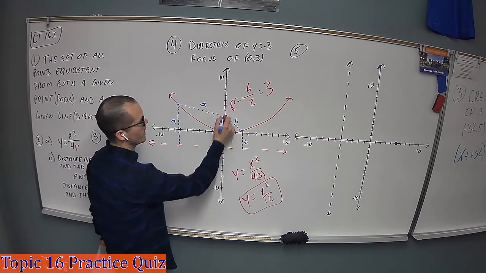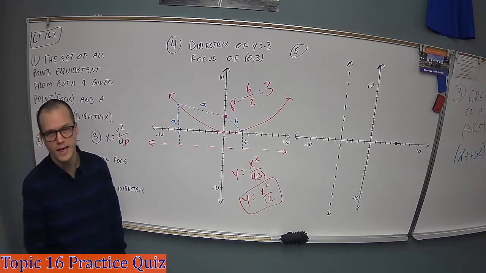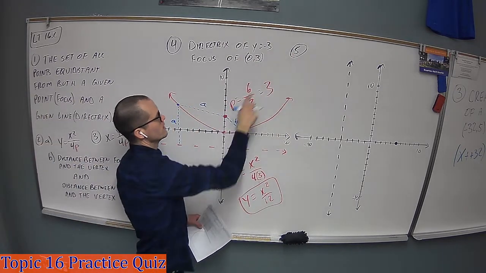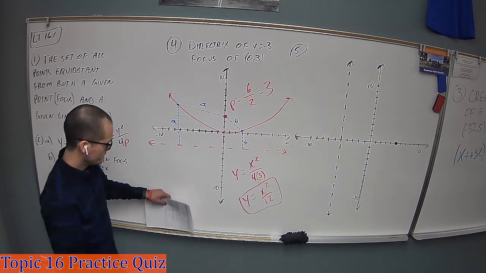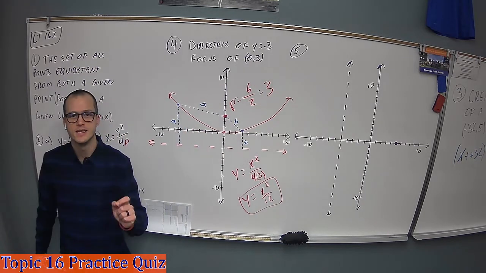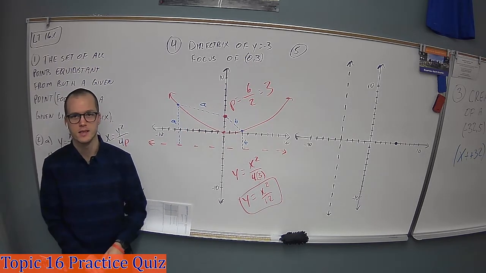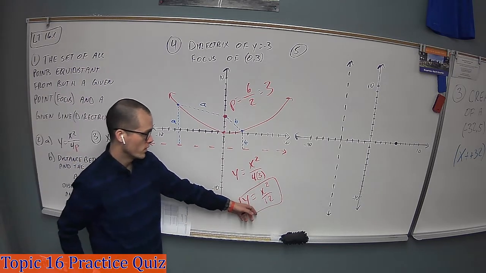The same is true at the vertex. The same is true here. The same is true a bazillion points in that direction. That point is going to be the same distance to the focus as it is to the directrix. Now, at only one point on the parabola is that distance the p-value, and that's at the vertex. And that's the one that we're most interested in generally, because that helps us form our equation here.